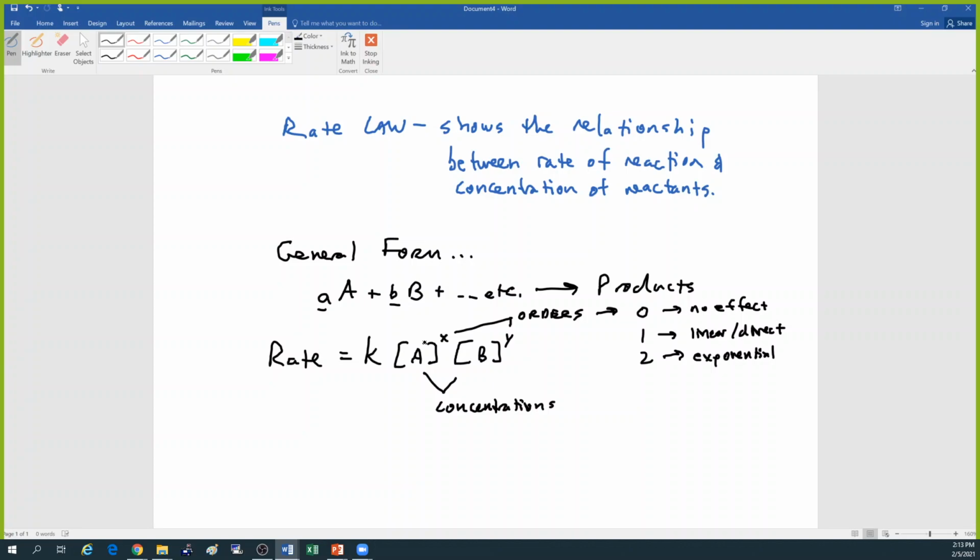So again, we have to determine this from experimental data, and it's that technique I'm going to focus on to teach you today. The last piece of this is this k. This is called the rate constant. You might see the term specific rate constant because, again, just like the equilibrium constant, this primarily depends on the temperature.